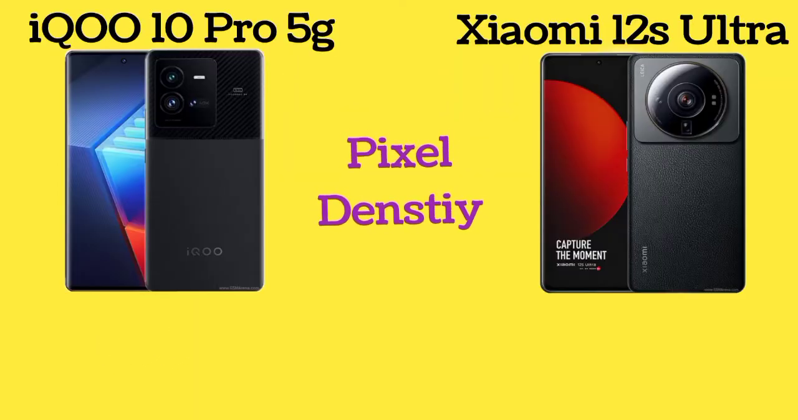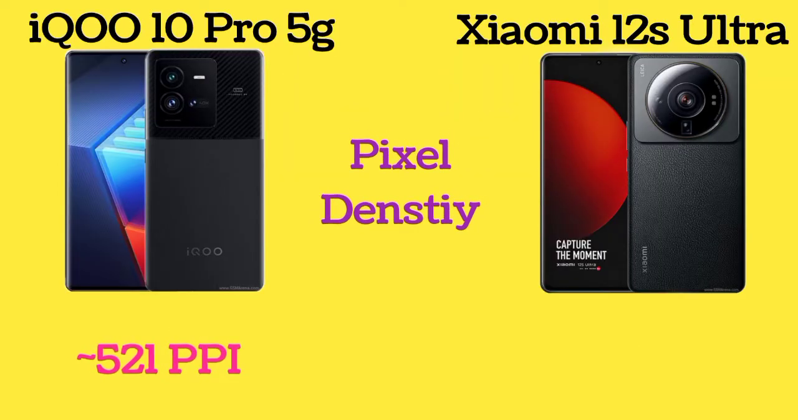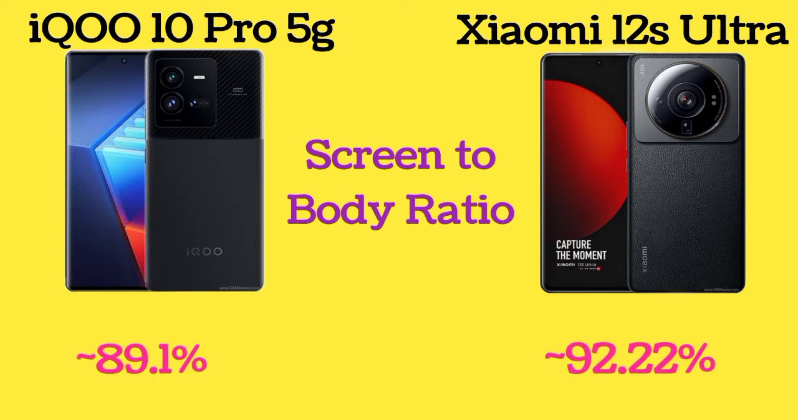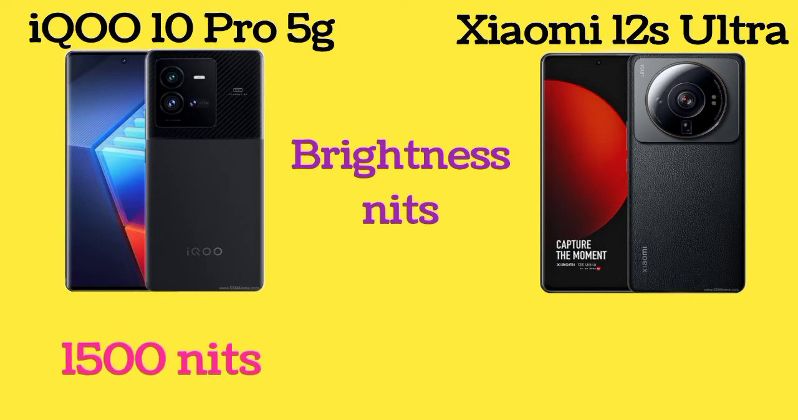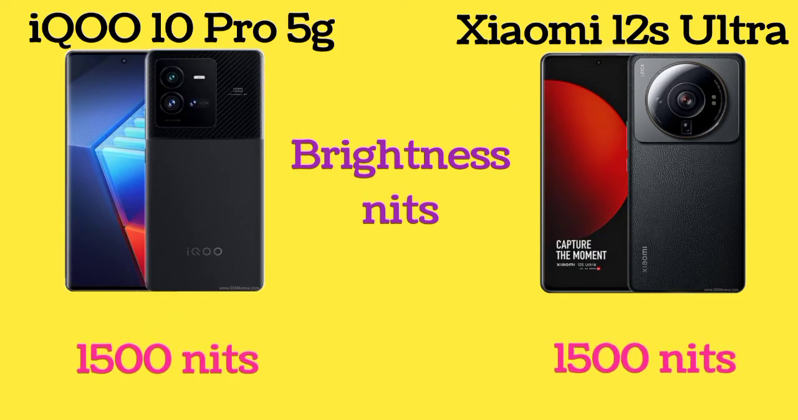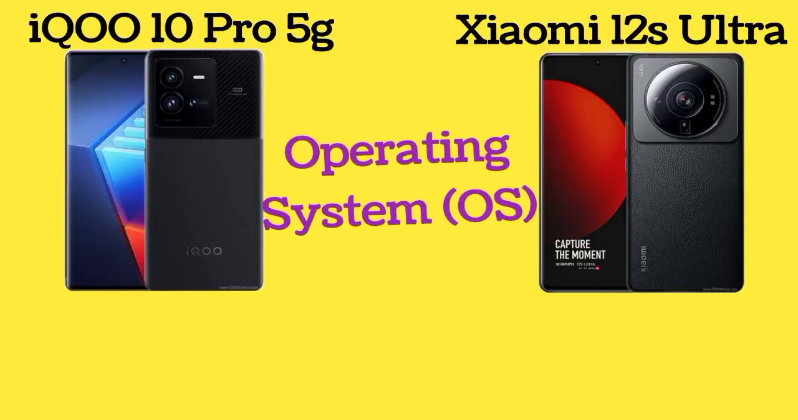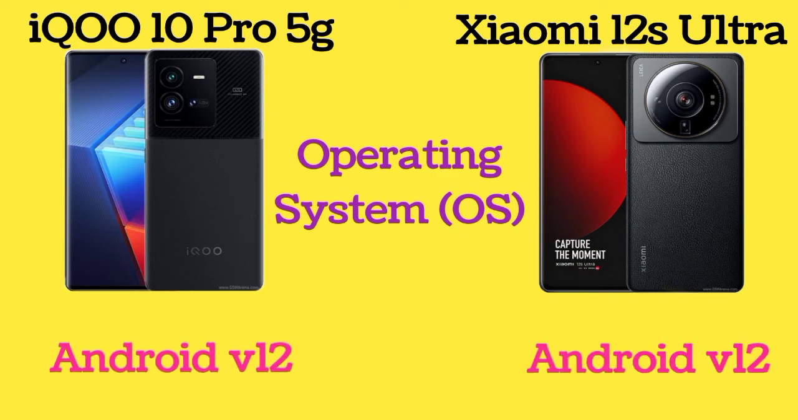The pixel density of iQOO 10 Pro and Xiaomi 12s Ultra is 521 pixels per inch and 518 pixels per inch. Screen to body ratio of iQOO 10 Pro and Xiaomi 12s Ultra is 89.1% and 92.22%. Brightness nits of iQOO 10 Pro and Xiaomi 12s Ultra is 1500 nits. The operating system of both iQOO 10 Pro and Xiaomi 12s Ultra is Android version 12.